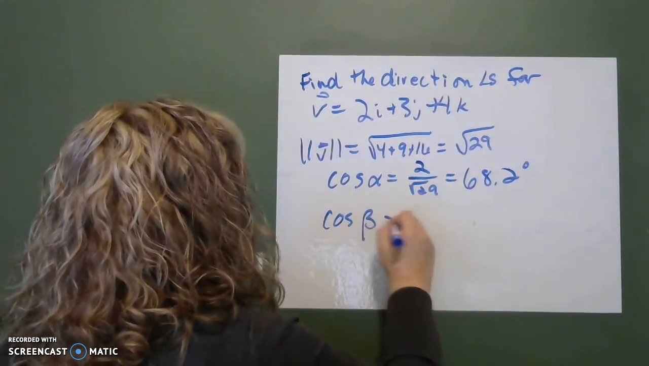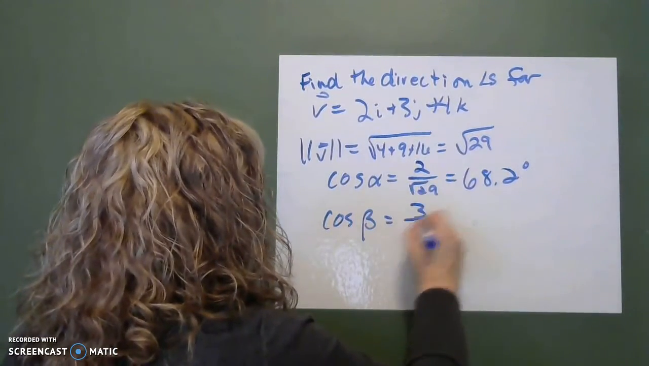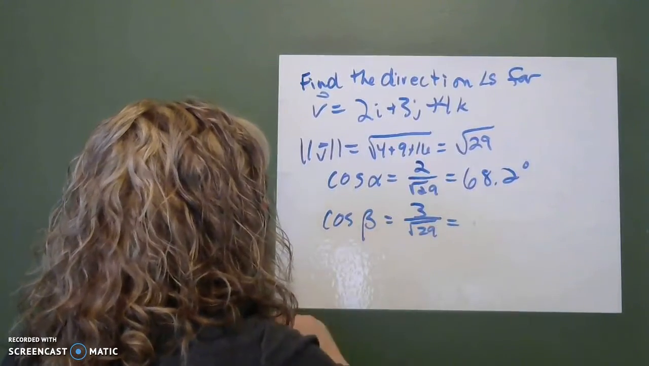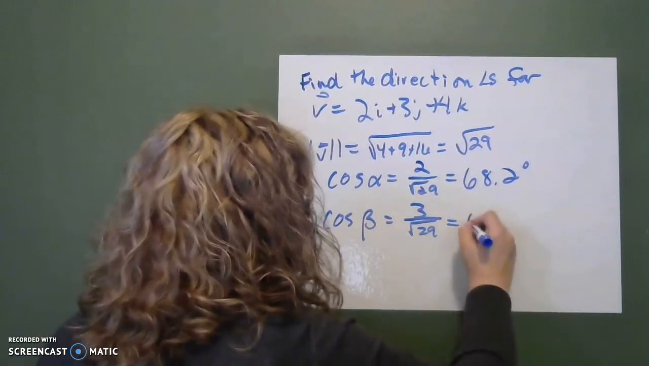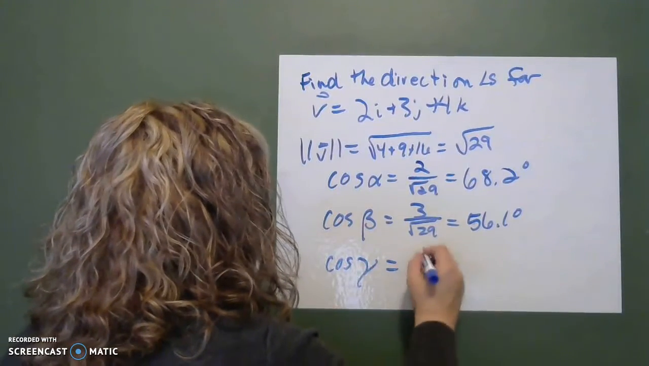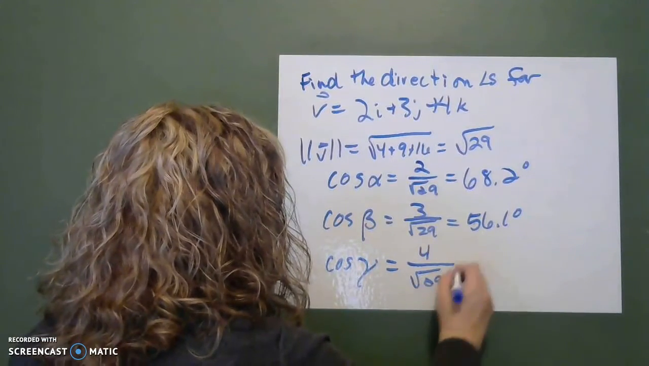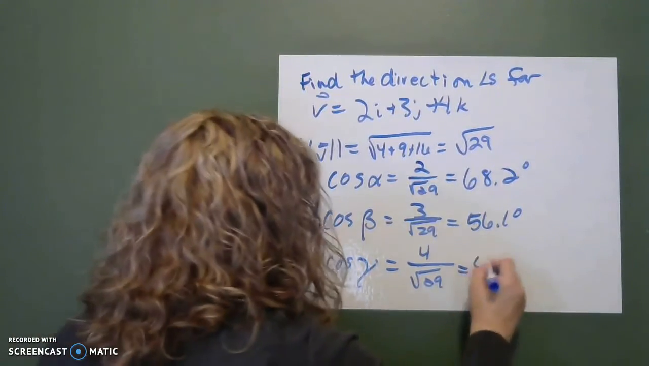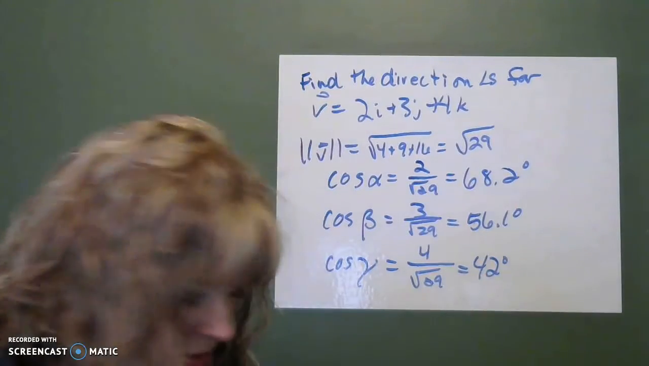Cosine of beta, 3 over radical 29, and that will give you 56.1. And then the cosine of gamma, 4 over radical 29. So when you do that, you would get 42 degrees.